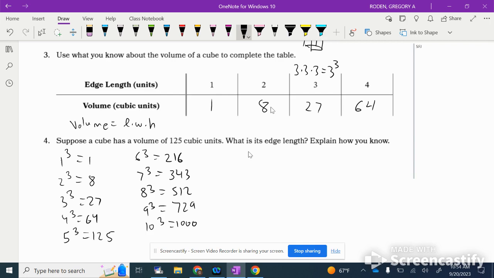Okay, so now let's take a look at number 4. We're looking for a cube with a volume of 125 cubic units. Remember, our edge length is going to be our length, width, and our height. So we're looking for a number cubed that's going to give us 125. So take a look at our chart. What number cubed is going to give me 125? Connor. 5 cubed is going to give me 125. So my edge length is just going to be 5. So I'll do 5 is our edge length. And the reasoning for why we know is that 5 cubed gives us our volume that they specified.